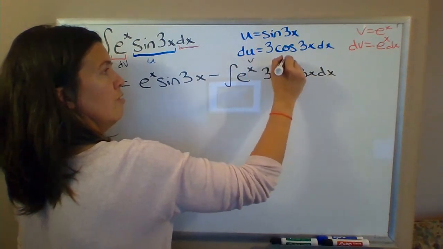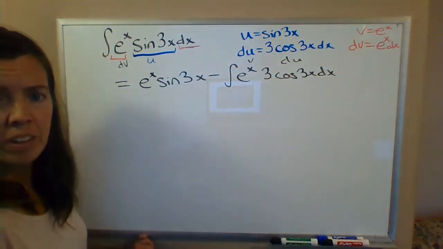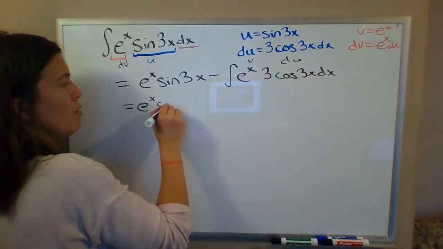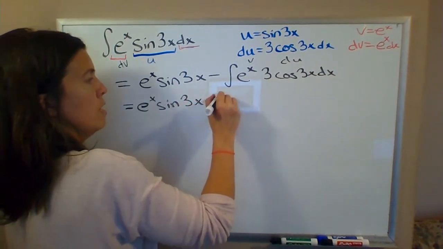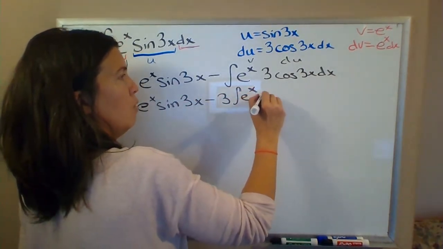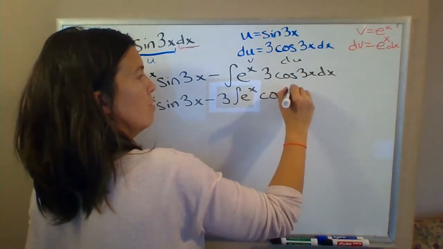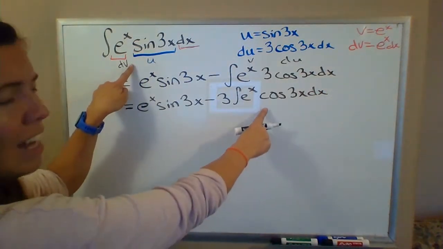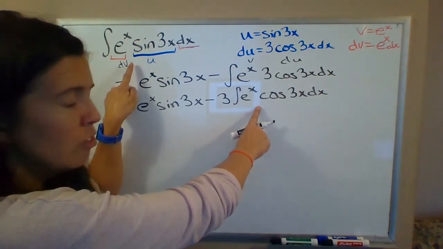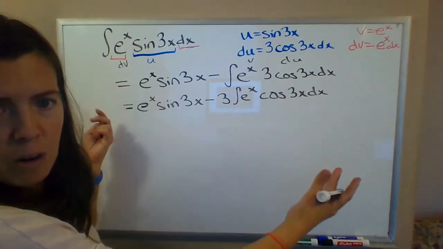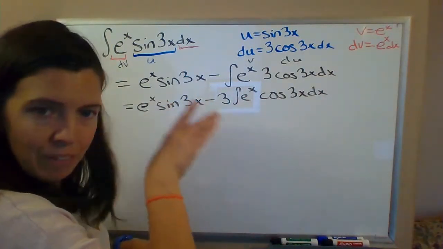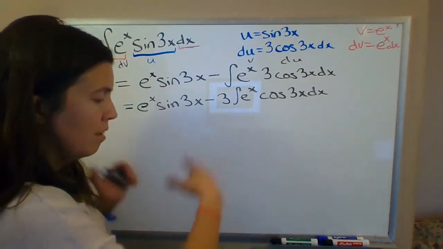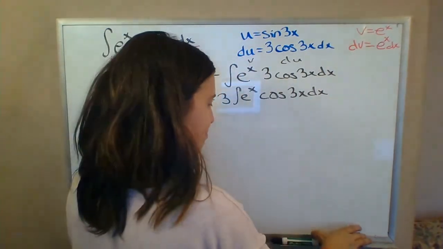So this is our integral of v du right here. Now before we go further, we should clean this up. So I would move the 3 outside of that integral. And now we're looking at the integral of e to the x times cosine of 3x, which looks a lot like what we started with. And so I can understand if you feel like, well, I'm not making any progress here. But it turns out if you stay the course with this, this is going to lead to a solution. So for now, just trust me on it.